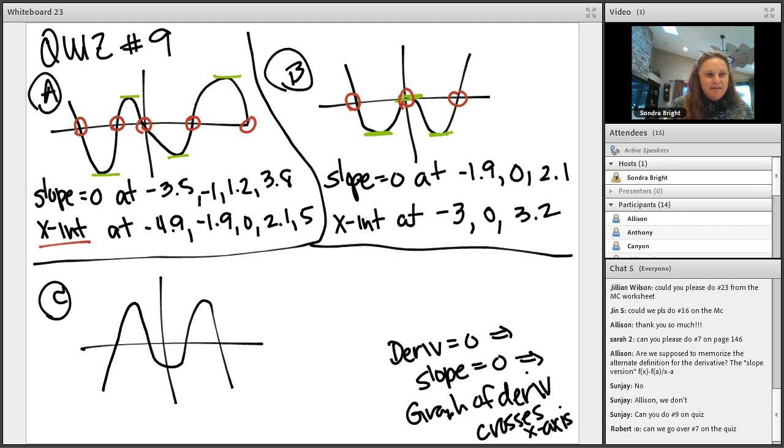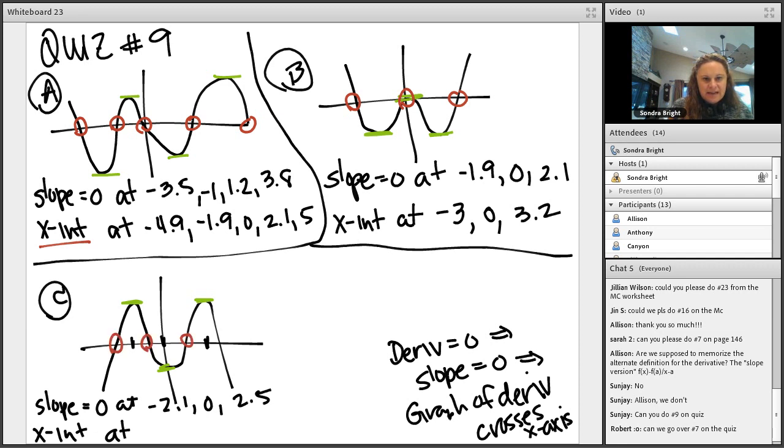All right, and then C, do the same thing. Your slope is 0 when your x values are here, here, and here. And so I looked at the x values, and I said negative 2.1, 0, and 2.5. That's what I'm looking for, the x values when I'm listing these. And then I have x-intercepts. Okay, so it's this guy, this guy, this guy, and that guy, and I estimated them to be at negative 3.5, negative 1, 1.2, and 3.8.